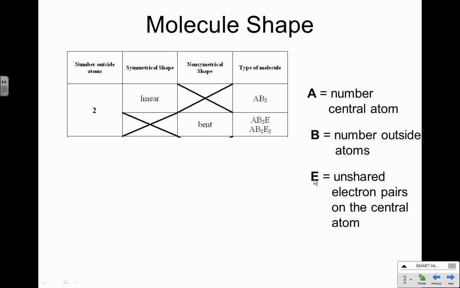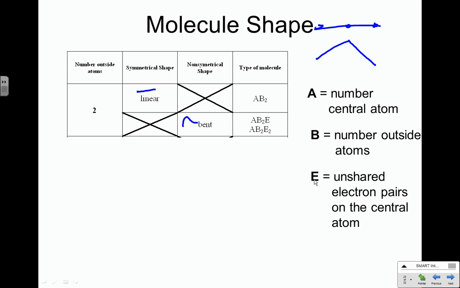So if we have 2 atoms on the outside, one of 2 things is going to happen. It's either going to be a situation where they're all in a line, or they're going to be at an angle between the 2. So for 2 atom molecules, we have either linear or bent. So it's either going to be a line or it's going to be at an angle between our atoms.